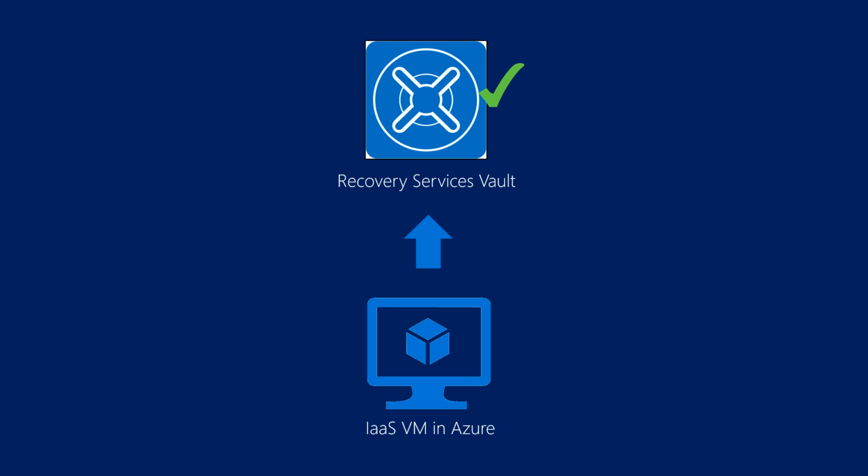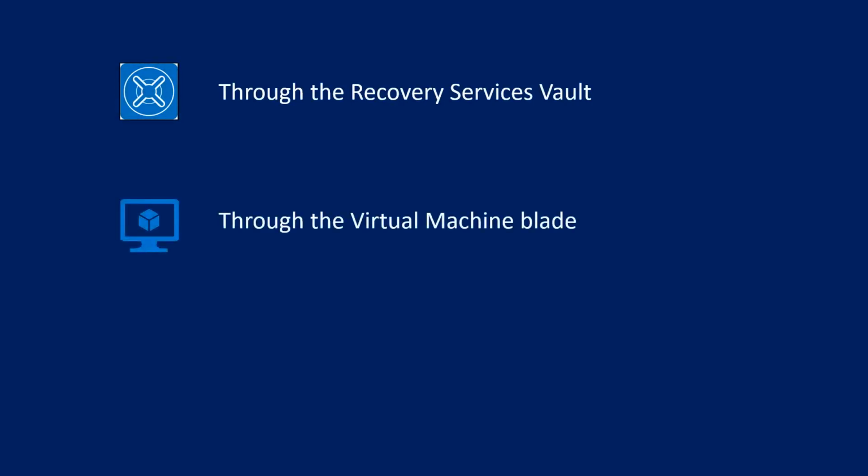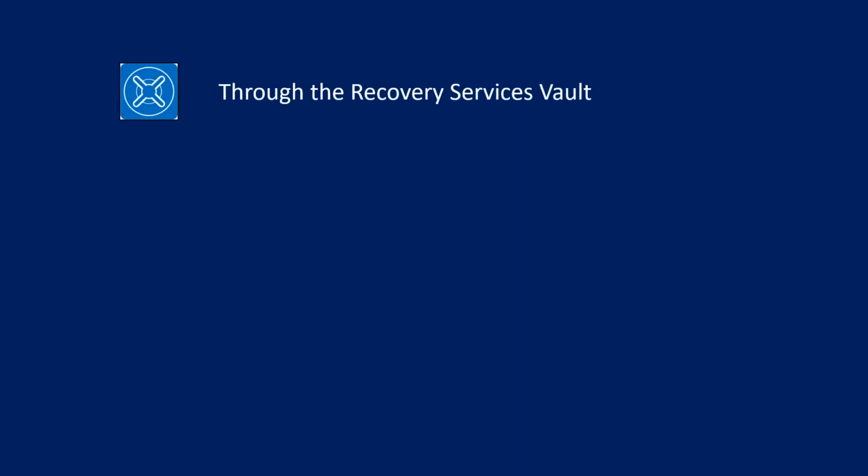Generally speaking, there are 3 ways to start backing up your virtual machines in Azure. You can do this through the recovery services vault, through the virtual machine blade, or while creating a new virtual machine in Azure. For our demo, we are backing up a Windows Server 2016 virtual machine. However, the same methods apply to Linux virtual machines also. Let's start with the first method. This is also the preferred method if you wish to configure backups on multiple VMs at the same time.